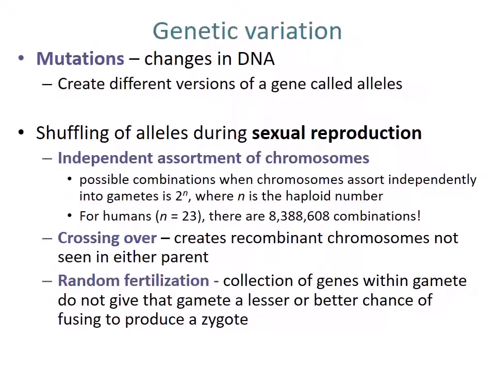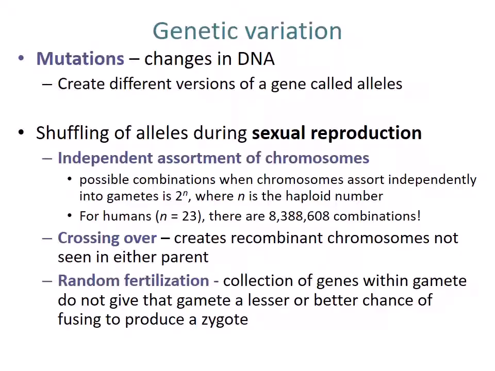Sexual reproduction encourages genetic variation, but really mutation is the ultimate source of genetic variation. Mutation is just a change in a DNA sequence. If we have different versions of a gene, we call those alleles. We'll talk more about that in the next couple of chapters in this unit. But during sexual reproduction, existing mutations or existing alleles get shuffled around. This happens in independent assortment of chromosomes, which happens in metaphase 1 of meiosis 1.